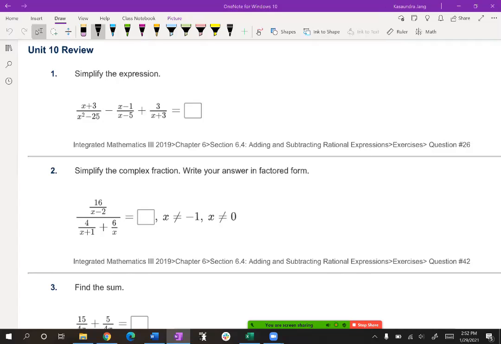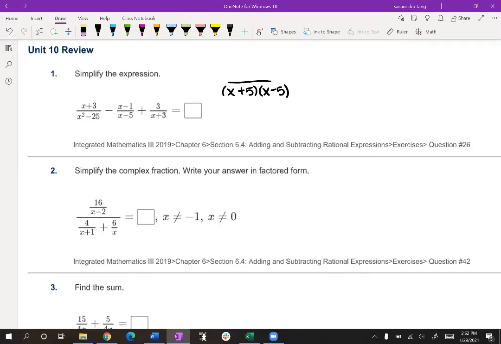So number one, we've got three fractions. I need common denominators on all three fractions. So I think most of them are as factored as they can be, except for that first denominator. That's the difference of squares. So I'm going to factor my x squared minus 25 with the difference of squares. So it'll be an x plus 5 times x minus 5.